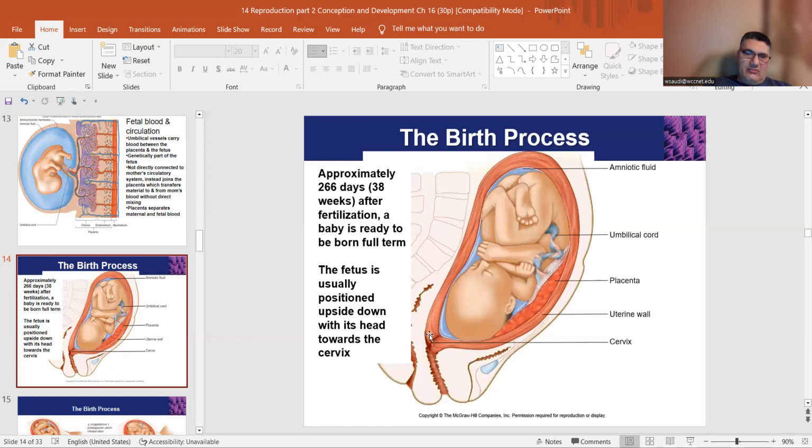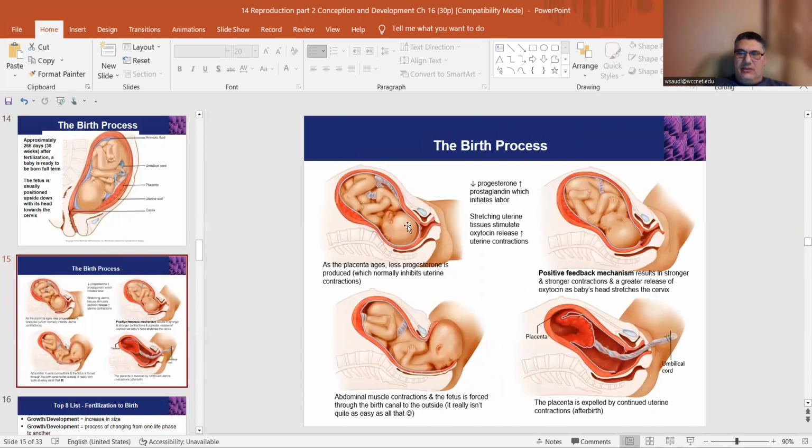The cervix dilates more, secretes more oxytocin, more contraction, more pushing of the baby, more dilation of the cervix, and so on. This is positive feedback. Positive feedback. And this part is important to know.